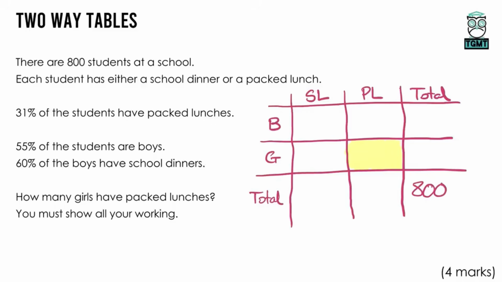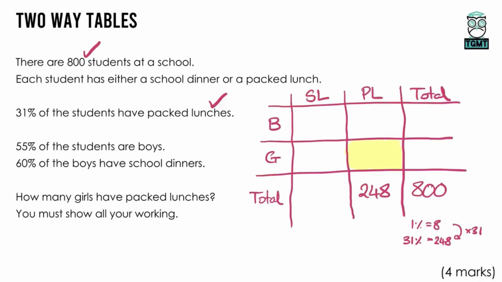31% of them have packed lunches. So we need to work out 31% of 800. Now whenever I'm using a calculator, I'll always go for 1%. So I'll divide by 100, which will give me 1%. So 1% is equal to 8. We want 31%, so I'm going to times by 31. That'll tell me how many have packed lunches. And I'll do that on the calculator, and that comes out as 248. So there are 248 students here that have packed lunch. I'm going to tick that off because we're done with that, and we're done with the 800.